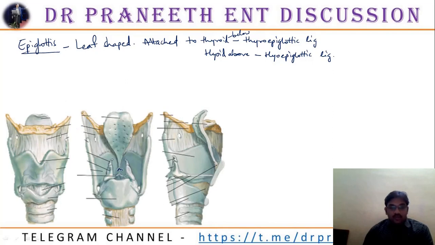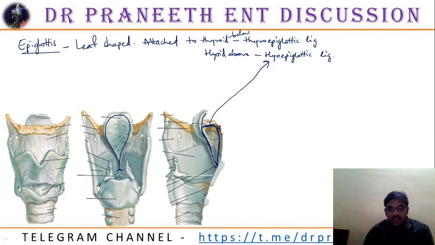With the help of the thyroepiglottic ligament, it arises. It is a leaf-shaped cartilage, right? If you see laterally, this is the thyroepiglottic ligament, and also to this hyoid bone it is attached with the help of a ligament. This is nothing but your hyoepiglottic ligament.